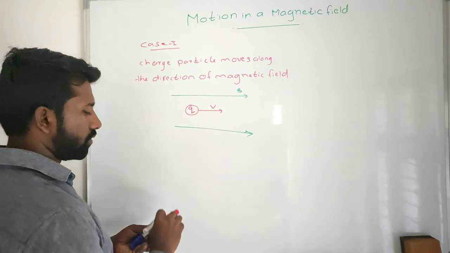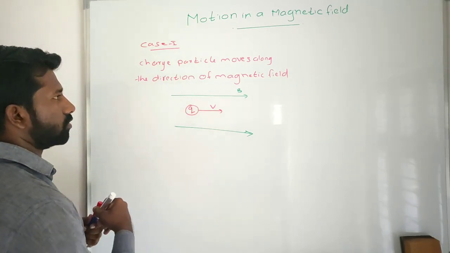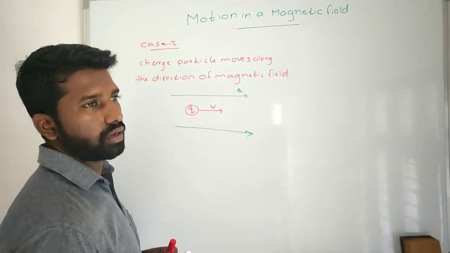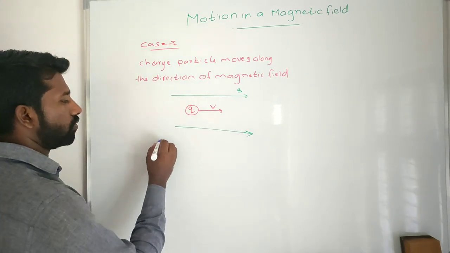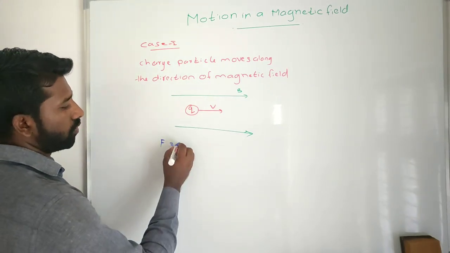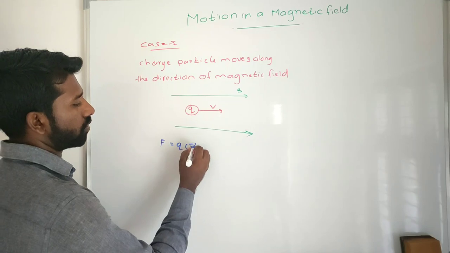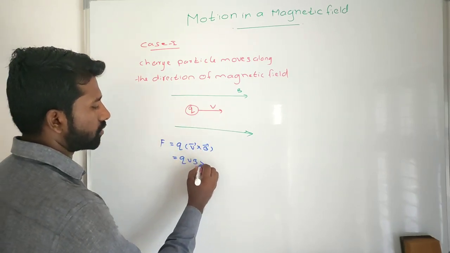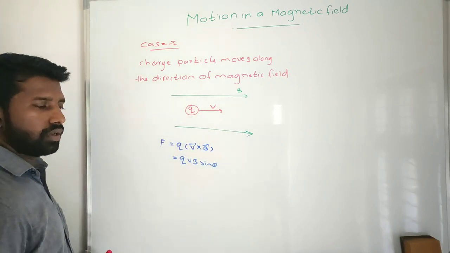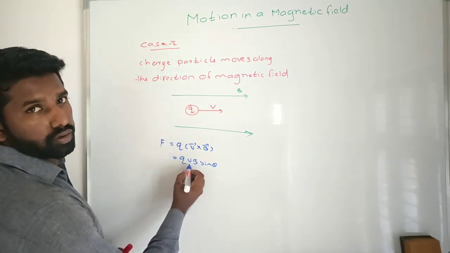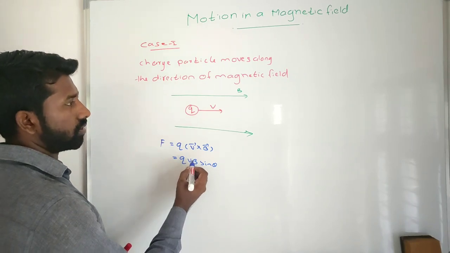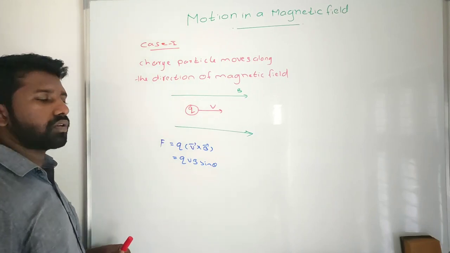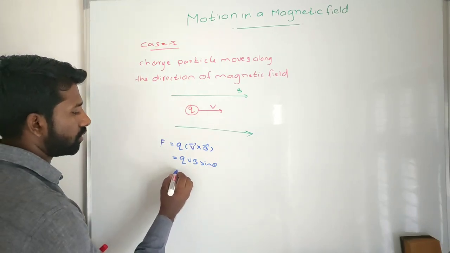So what is the force acting on this charged particle? If a charged particle is moving in a magnetic field, it will experience a force. That force F is equal to Q into V cross B, which we can write as QVB sine theta. What is theta? Theta is the angle between the velocity vector and magnetic field vector. Here velocity is in this direction, magnetic field is along the same direction. So theta is 0 degrees.